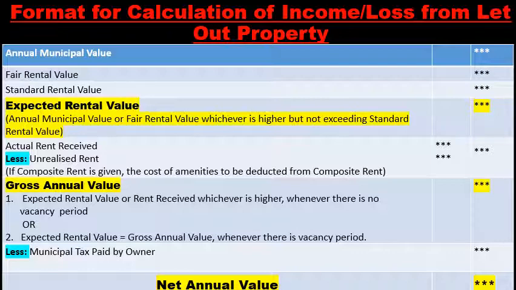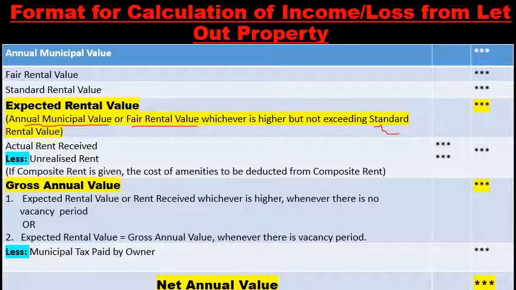With the help of these three values, you have to find out the expected rental value. This is the first stage, calculation of expected rental value. Annual municipal value or fair rental value, whichever is higher but not exceeding the standard rental value, is the expected rental value. So there is a provision for calculation of expected rental value that you have to find out. How? By comparing annual municipal value with fair rental value, whichever is higher, but not exceeding the standard rental value. The limitation for expected rental value is the standard rental value.